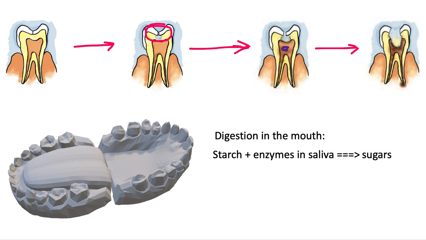So I told you that all glands produce certain juices which help our body in different ways. So saliva is one such secretion or one such juice. So saliva is produced by the salivary gland and it has certain enzymes. So these enzymes are going to help in digestion.